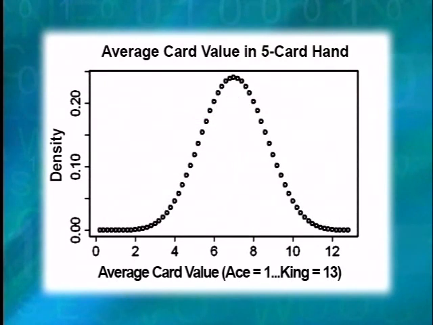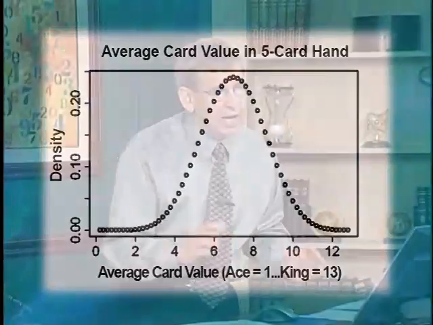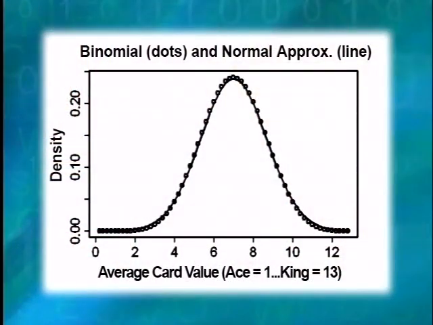The point is that no matter what you start with, as you take more samples of larger size and take their average value, you get a distribution that looks very much like a normal curve. And you can see here that we've superimposed this exact normal curve, which is the smooth curve, onto these dots, and you can see that the dots line up almost exactly onto that normal curve.